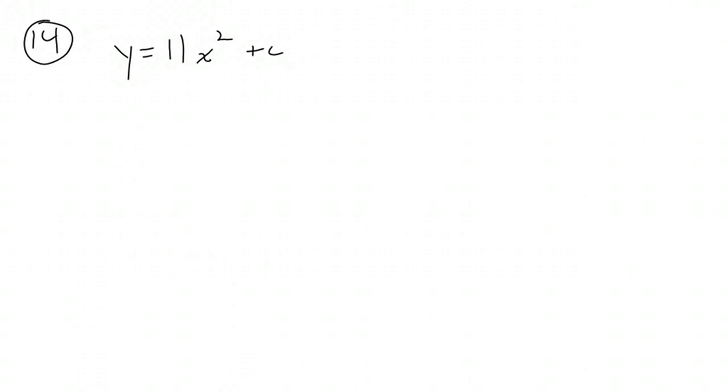Number 14 is a little bit of a challenge. We have the graph of y equals 11x squared plus c as a parabola with a vertex at the origin. So we know that the vertex is at the origin, so it's going to have to pass through the point 0, 0. Which of the following is true about the value of c? So we don't know what it is yet.